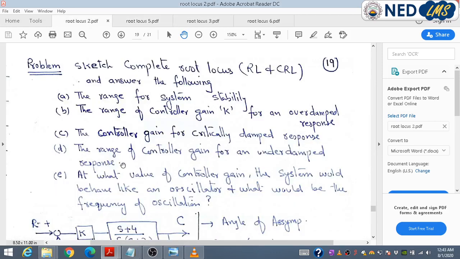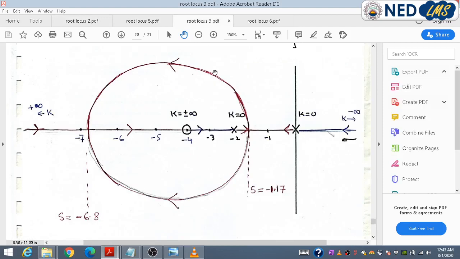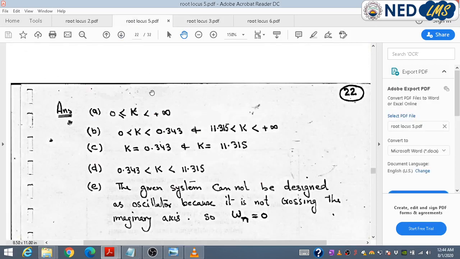The other query is the range of the controller gain for an underdamped response. For an underdamped response, the roots should be complex. Here we can see that after departure the roots will be complex, in complex conjugate form. So if the controller gain is higher than this one and lower than this one, the roots will be complex. So the answer to this query will be k greater than this one and less than this one, because in this range the roots will be complex.